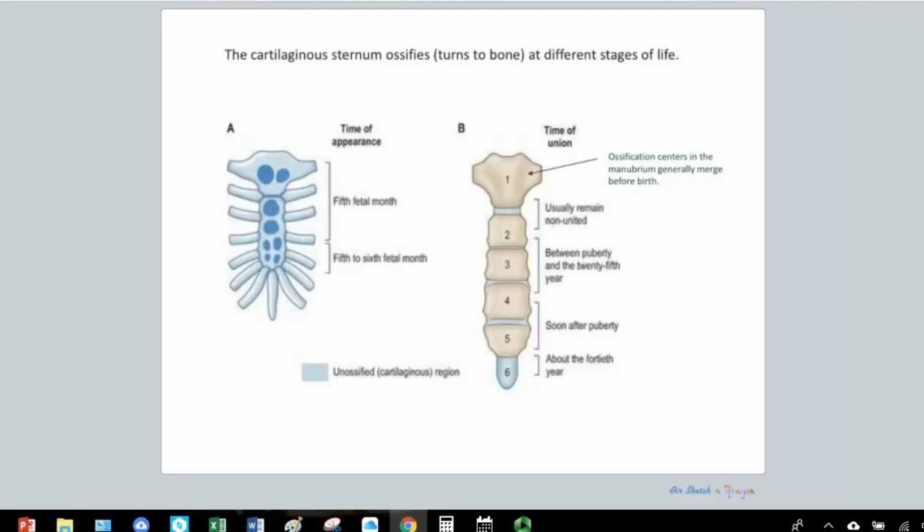Okay, so the sternum is cartilaginous originally, and then it ossifies at different times throughout life. This sternal angle here usually remains non-united because you want that to swing during breathing. And then this just shows the other times when all these things ossify. Your xiphoid process down here, it's about your 40th year of life when that finally ossifies, turns to bone.